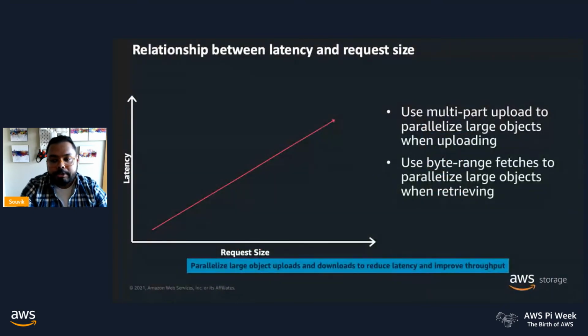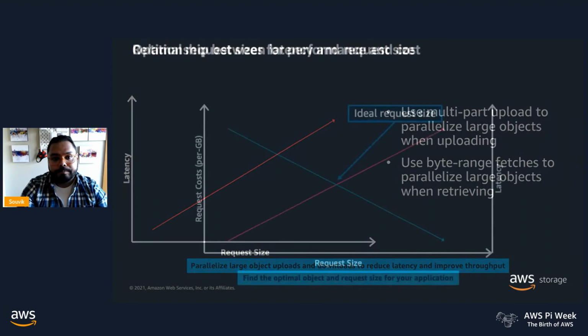First, let's talk about the relationship between request size and latency. Intuitively, if you make a larger request, it's going to take longer. So the way to improve total latency is to make a number of smaller requests in parallel. For example, if you're uploading a large object to S3, you should use S3's multi-part upload and upload those parts in parallel across multiple connections. Alternatively, if you're downloading a large object, you should use byte range fetches in parallel over multiple connections. The higher level SDKs, like S3 Transfer Manager, will do this for you automatically.